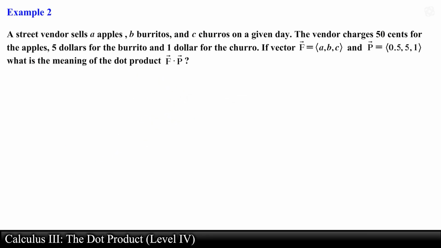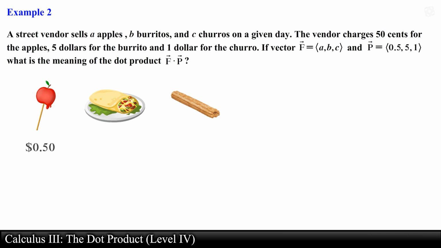A street vendor sells A apples, B burritos, and C churros on a given day. The vendor charges 50 cents for the apples, $5 for the burrito, and $1 for the churro. If vector f equals a, b, c, and vector p equals 0.5, 5, and 1, what is the meaning of the dot product f dot p?